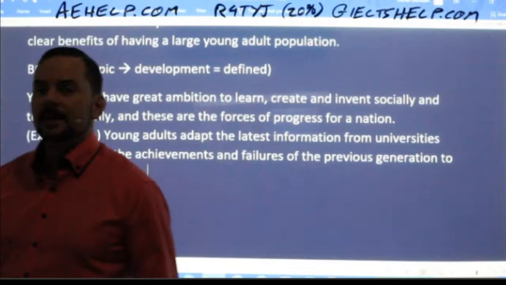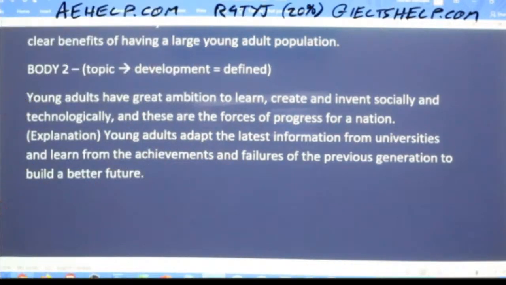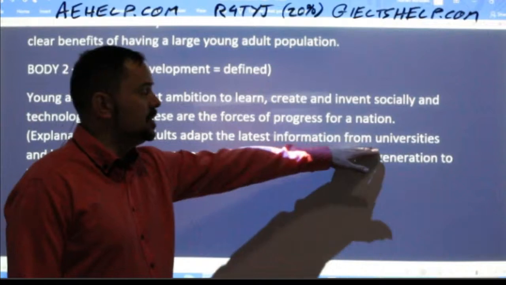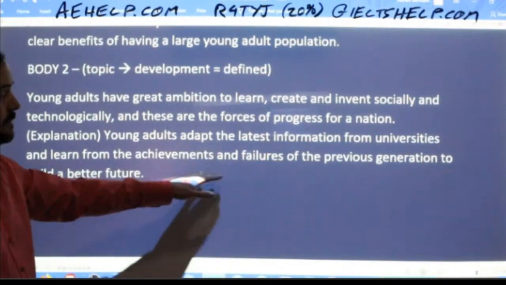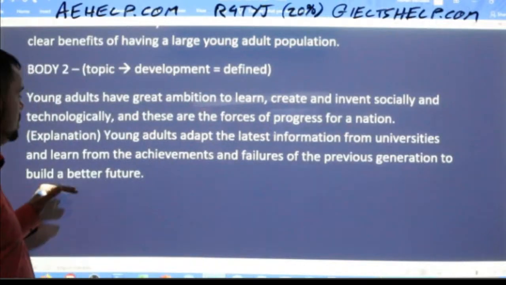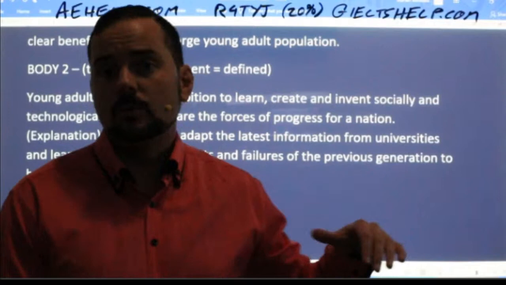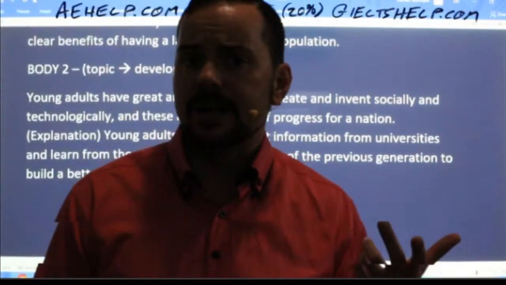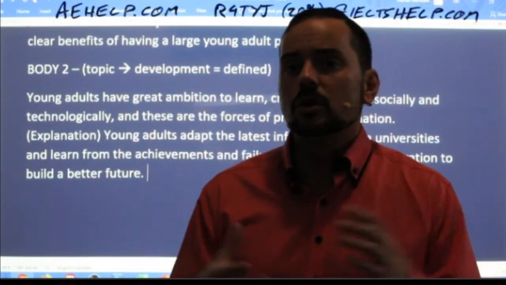Okay, yeah, absolutely. Okay, so these are the ideas. It's not just the memory, but it's your historical context, right? So young adults adapt the latest information from universities and learn from the achievements and failures of previous generations to build a better future. Okay, right? So you look at what your dad did, what your grandpa did, and you say, hey, okay, I think I can do that better now. And of course, you're learning from university. So take your own social context.